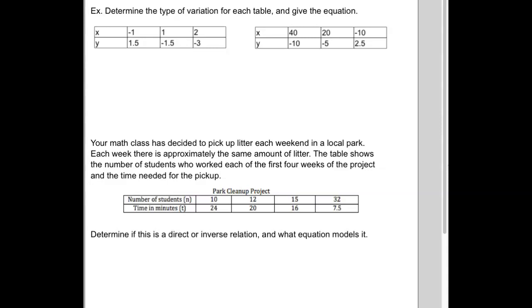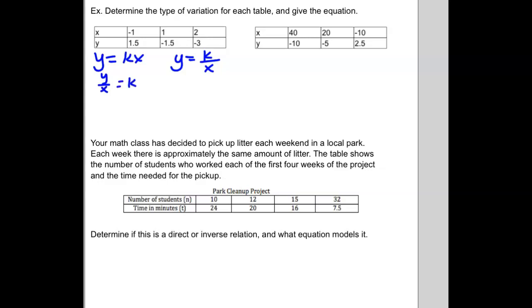Looking at our first example, we have either y equals k times x or y equals k divided by x, direct and inverse. So let's check to see if we get a constant with our direct variation. So let's start with dividing our x over. Y divided by x should give us a constant.